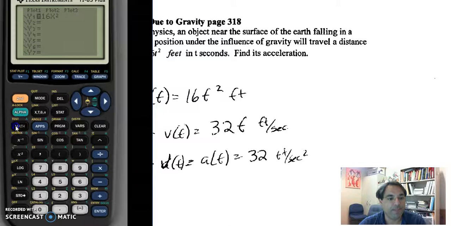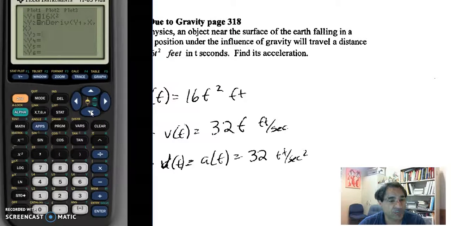I'm going to hit math, scroll down to number 8, which is nDeriv, and we're going to take the derivative of y1. So like we just did, vars to the right for Y-VARS, number 1 for function, y1, comma, x, comma, x. And we learned that in a previous section.